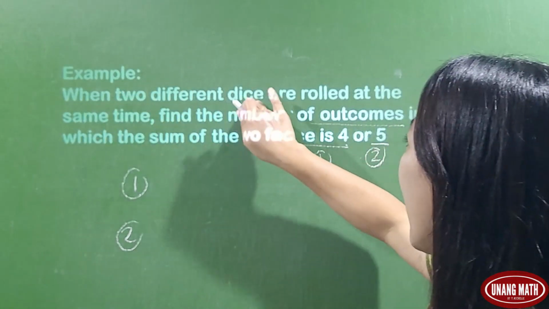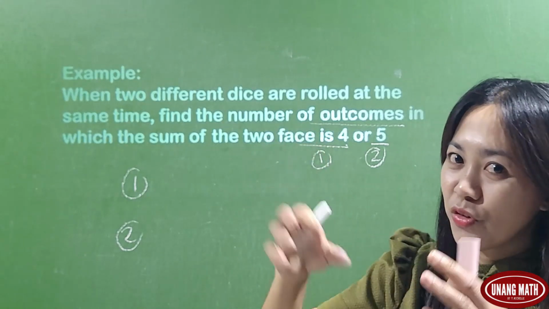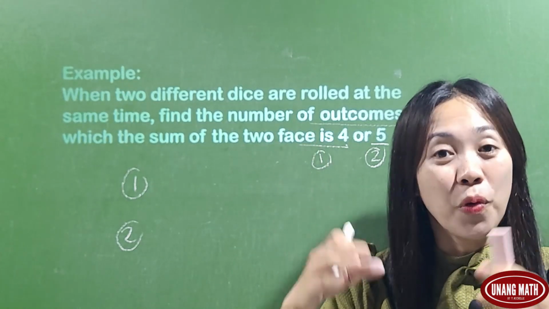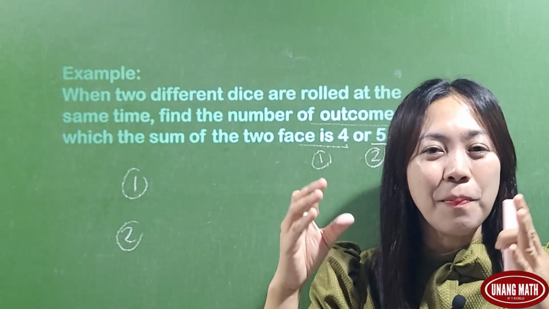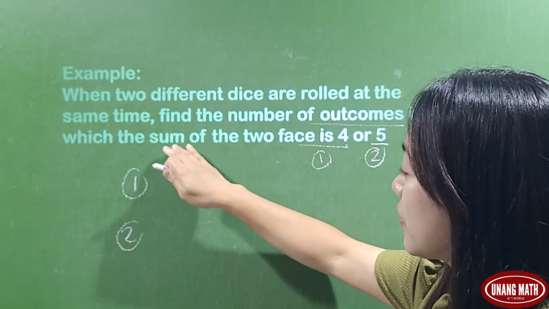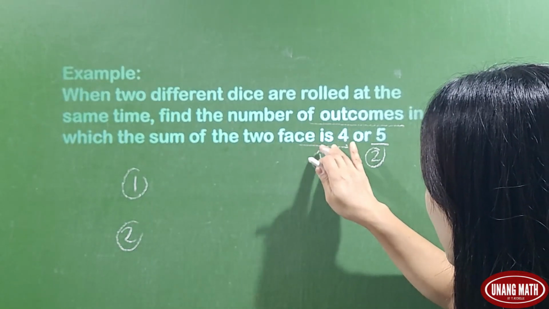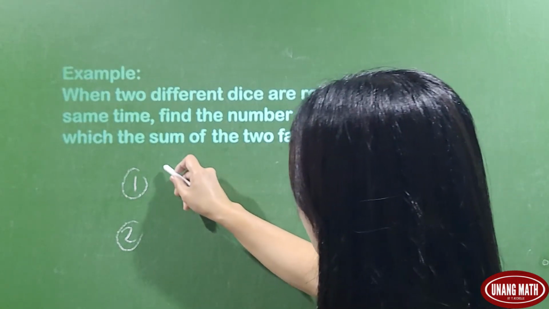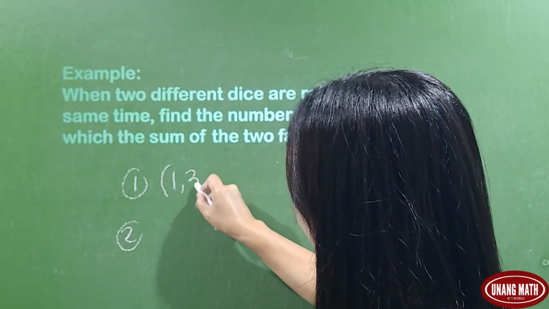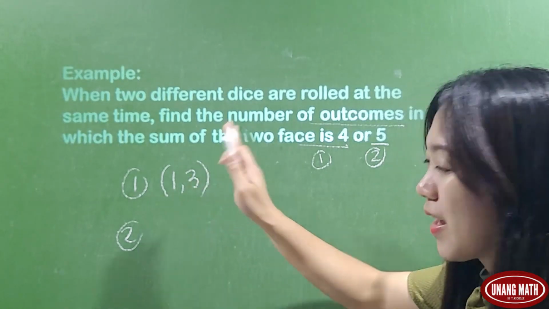When two different dice are rolled at the same time, it means we are going to write here an ordered pair, or let's say a pair of numbers. So the outcomes in which the sum of the two faces is 4. It can be 1 and 3 because 1 plus 3 is 4.